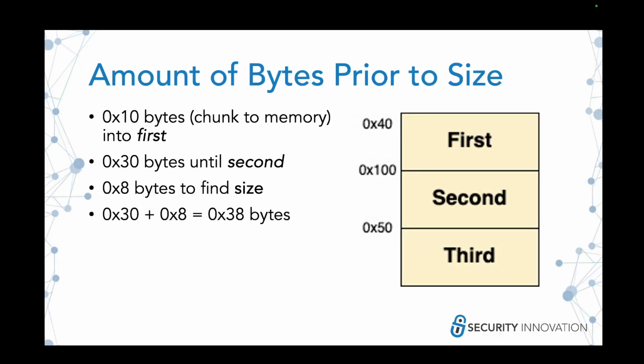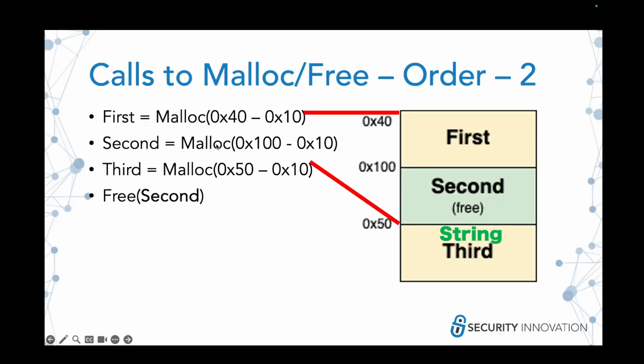So the actual amount of bytes prior to the size is that first filler. So it's 16 bytes from the chunk to memory of first. It's hex 30 bytes until second, and then 8 more bytes to find the size. So it's hex 30 plus hex 8 gives us hex 38 in size. At this point, I think it's good to go through the calls to malloc and free to know what's going on. Very beginning, we have a bunch of calls to malloc, one hex 40, one hex 100, one for hex 50. And then we free second.